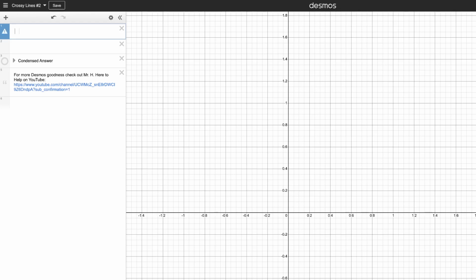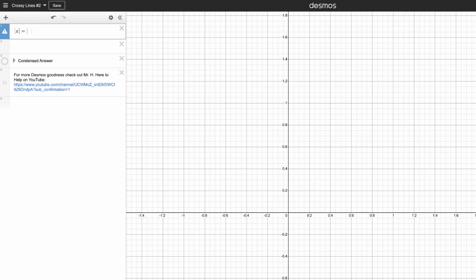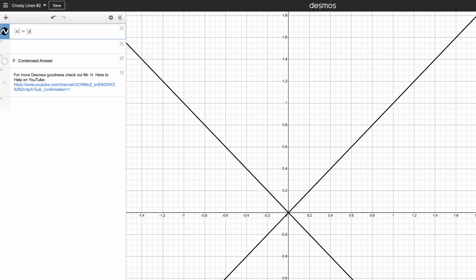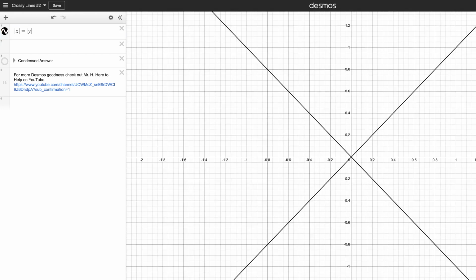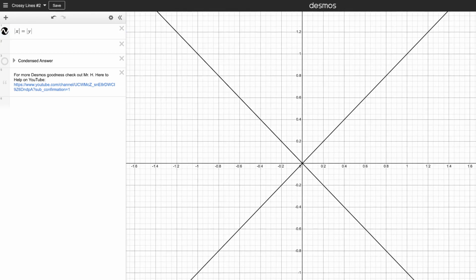If I do this, the absolute value of x equals the absolute value of y, then I get this kind of x-shaped graph with just one equation. So my idea is I could take this equation and just rotate it 90 degrees to get started, and then I can add in my array to make this work. So let's see how this works.